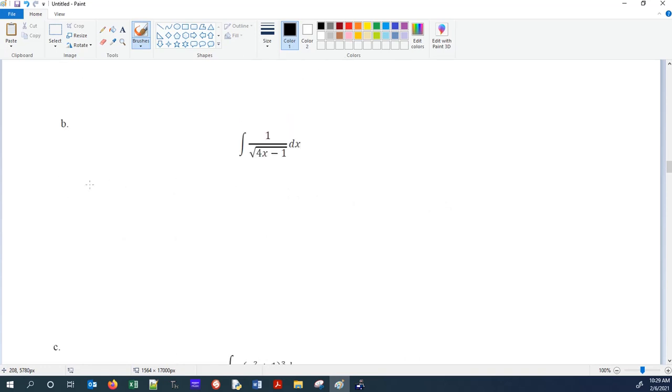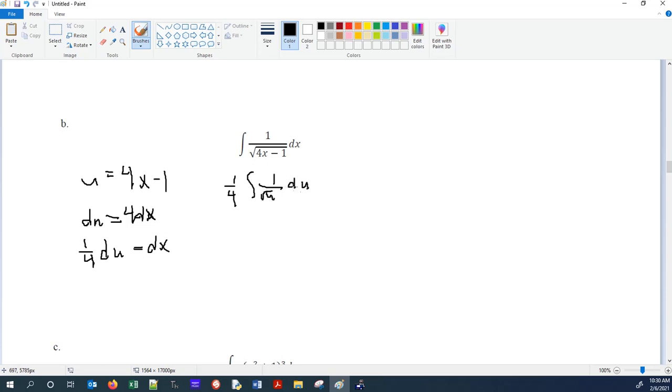All right, let's try the next one. You should let u equal 4x minus 1 in this one. So then du is equal to 4 dx, making that 1/4 du equal to dx. So this becomes the integral of 1/4 of 1 over the square root of u du. We can rewrite this as 1/4 times the integral of u to the negative 1/2 du.